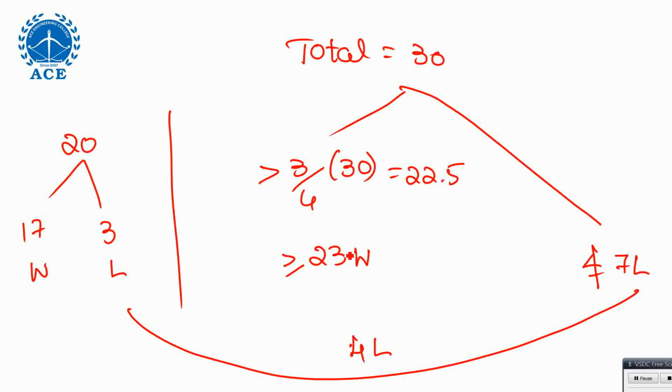Say I take 27 won, 3 lost. They're asking for the maximum to lose. Maximum means they can go hardly 7 only, otherwise we don't get 3/4 win. So 7 only they can lose. So 3 already done, 4 more only you can lose.